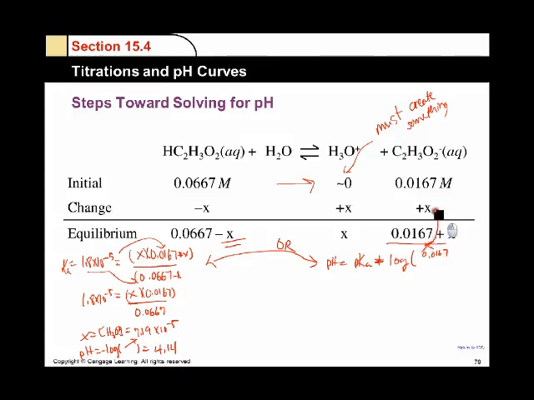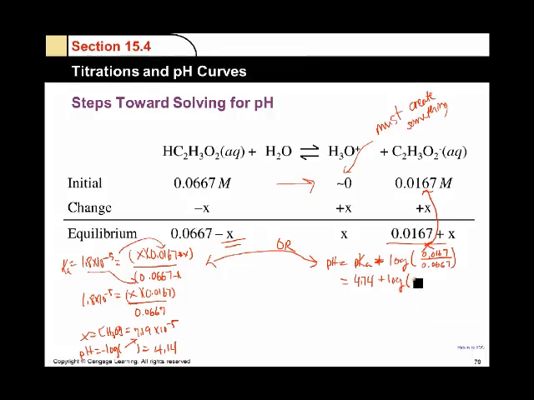Actually, you don't consider it equilibrium. You can just put the initial numbers in there. Remember, an ICE table is all in one formula. The pKa is 4.74, the minus log of 1.8 times 10 to the minus 5. Well, this becomes plus the log of this ratio.